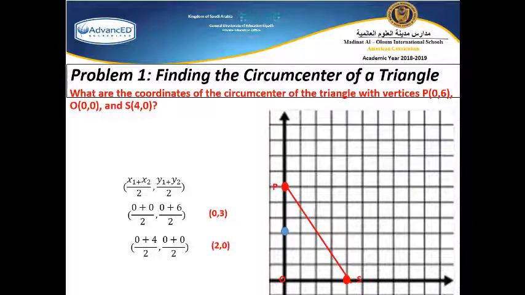In the same way, we can find the midpoint of the side OS, and we will find the midpoint here, this point. By drawing the perpendicular bisectors to these two sides like that, we will get that the circumcenter of the right triangle is here on the hypotenuse. Then the coordinate of the circumcenter is (2, 3).